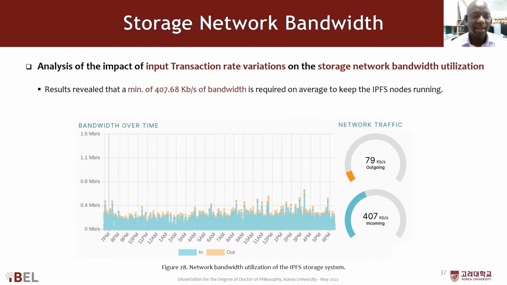Finally, we have analyzed the impact of our input transaction load variation on the storage network bandwidth utilization. As you can notice in Figure 28, our system required less than 0.4 megabits per second of bandwidth consumption to keep working in the most efficient way. This results in high transaction throughput and low latency, as I've discussed in the previous slide.